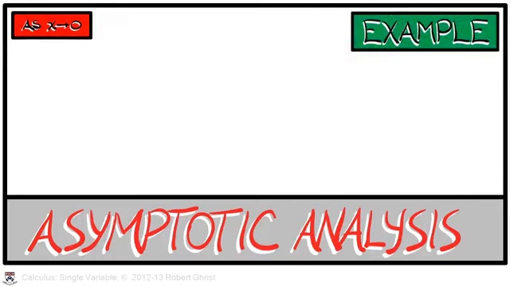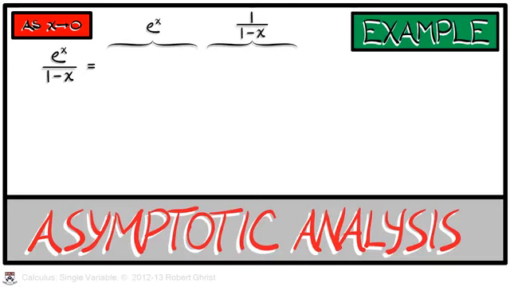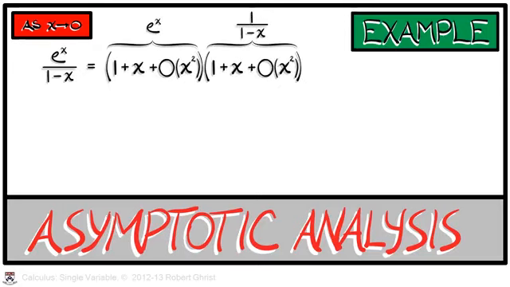Let's look at this in the context of an example. As x goes to 0, consider e to the x over 1 minus x. Well, I'm going to write that as the product of two functions. E to the x is 1 plus x plus big O of x squared. Using the geometric series, we see that 1 over 1 minus x is also 1 plus x plus big O of x squared. Now, how do we simplify this? Well, we pretend that everything in sight is just polynomials and multiply them together, even the big O terms.